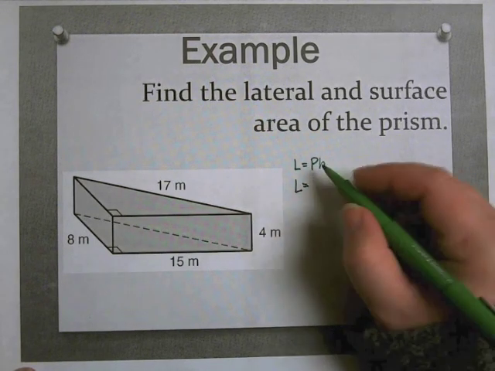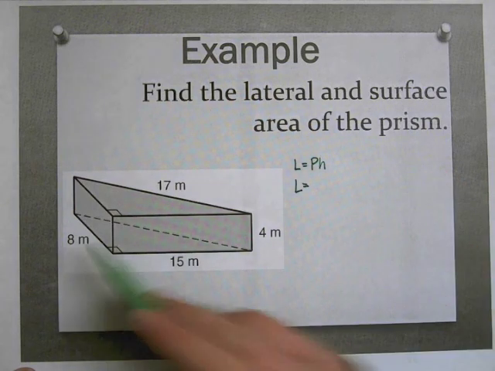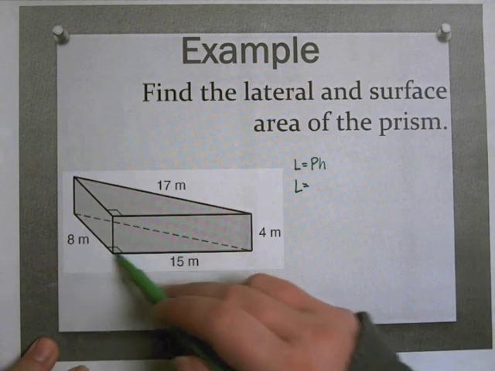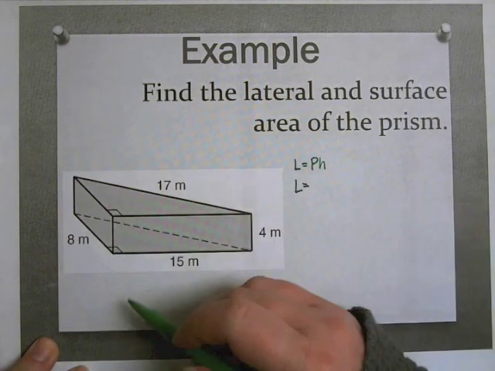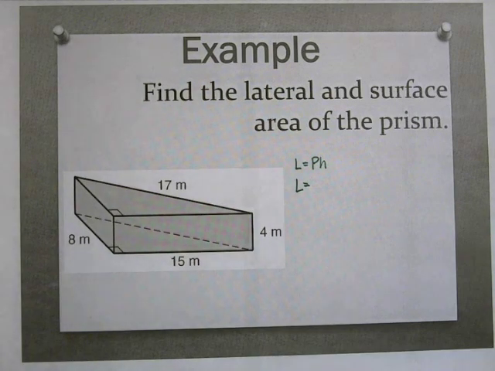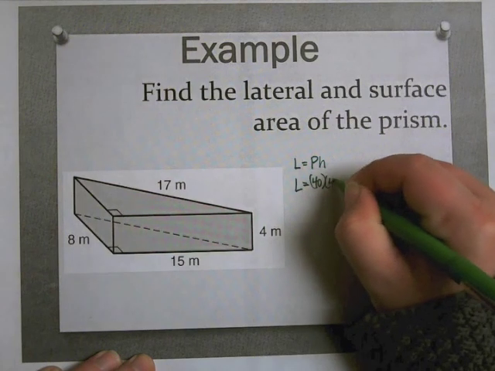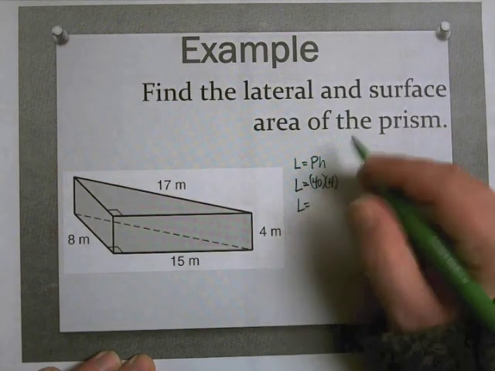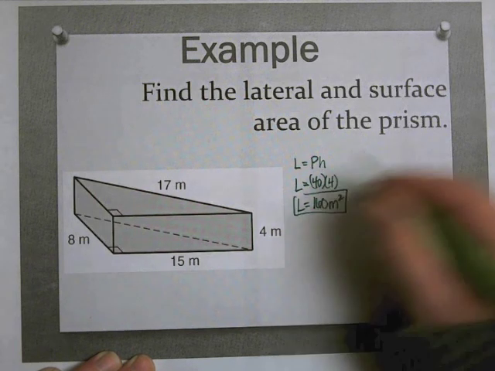So our lateral area, our perimeter is what? Well, it's of this triangle. Notice we have our two sides of our triangle here, and then we've got to drop that 17 down. So it's going to be 8 plus 15 plus 17, and we get 40. So our perimeter is 40 times our height is 4. So our lateral area is 160 meters squared.